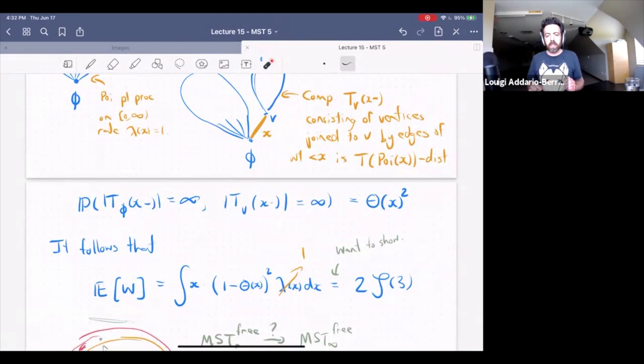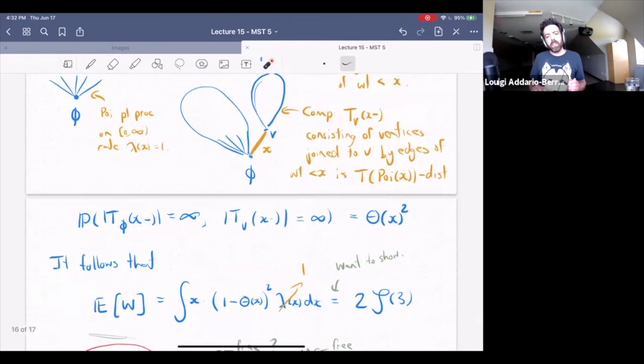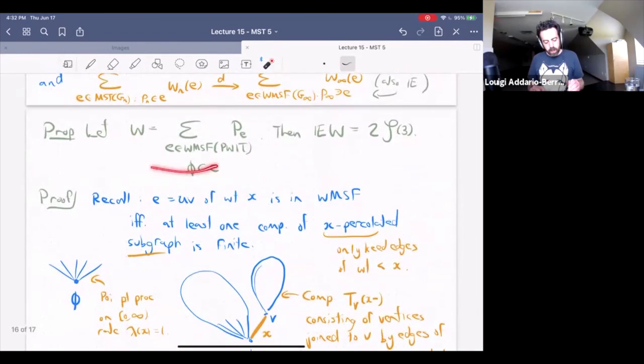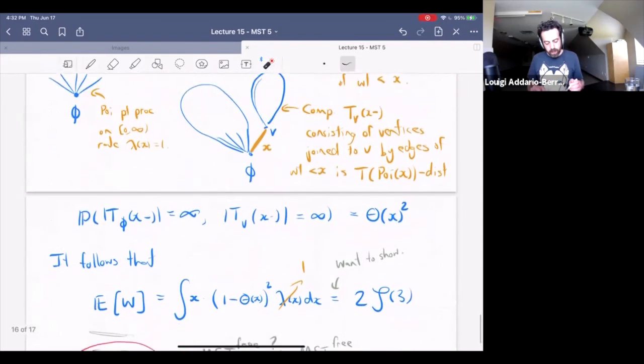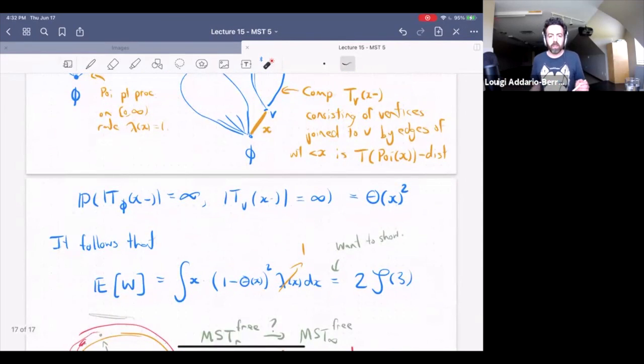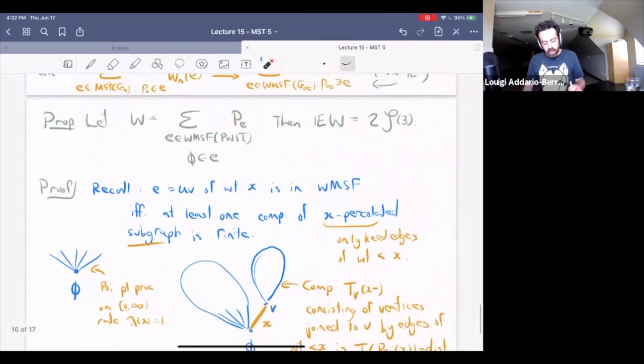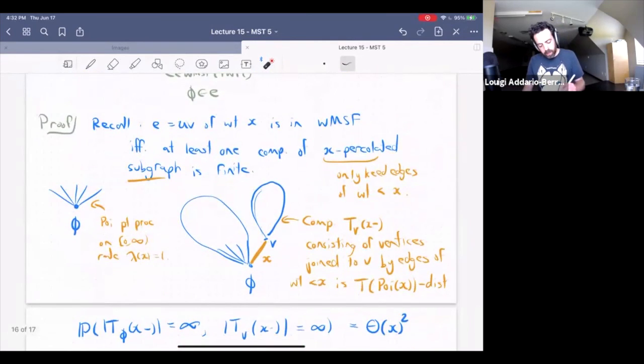Yeah. So the thing to think about is, this is a general way of calculating expectations over points of a Poisson process. But the way to think about it is, imagine that I haven't told you everything about this process. I've just told you that there is an edge of weight between x and x plus h attached to the root for some small h.